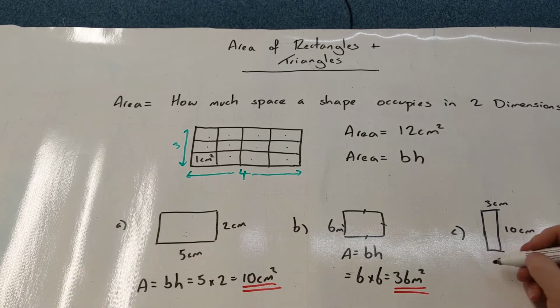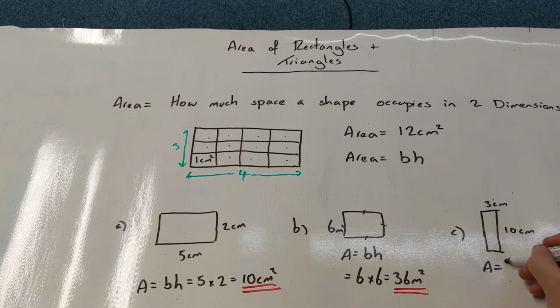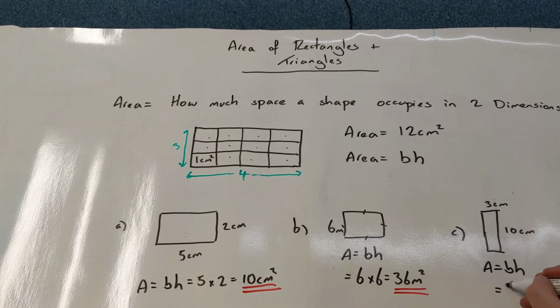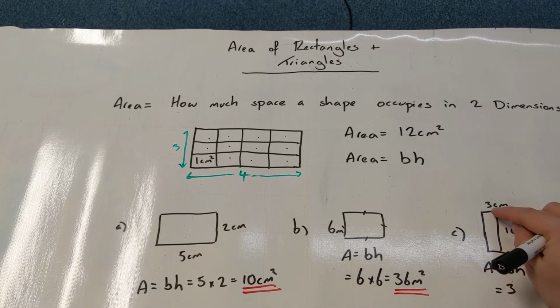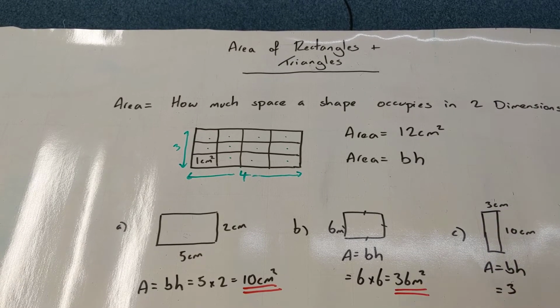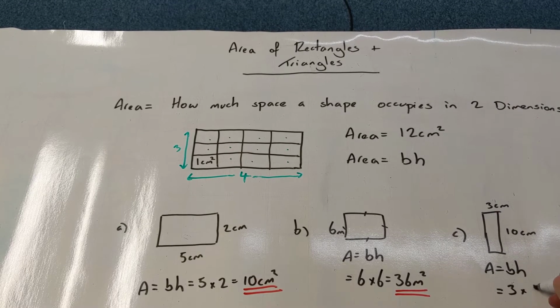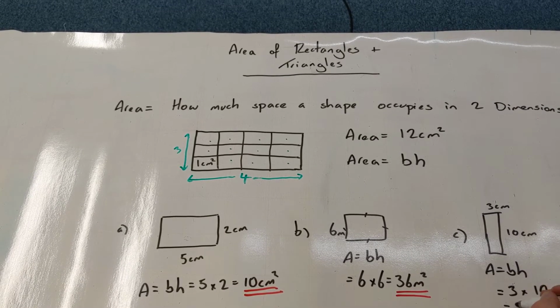And then finally for this one, area equals base times height. The base is 3. It's not marked on the bottom, but the top and the bottom are the same. And then the height is 10. So it's 30. And then centimetres, because that's what that's measured in. Centimetres squared. And there we go. That's how you work out the area of a rectangle.